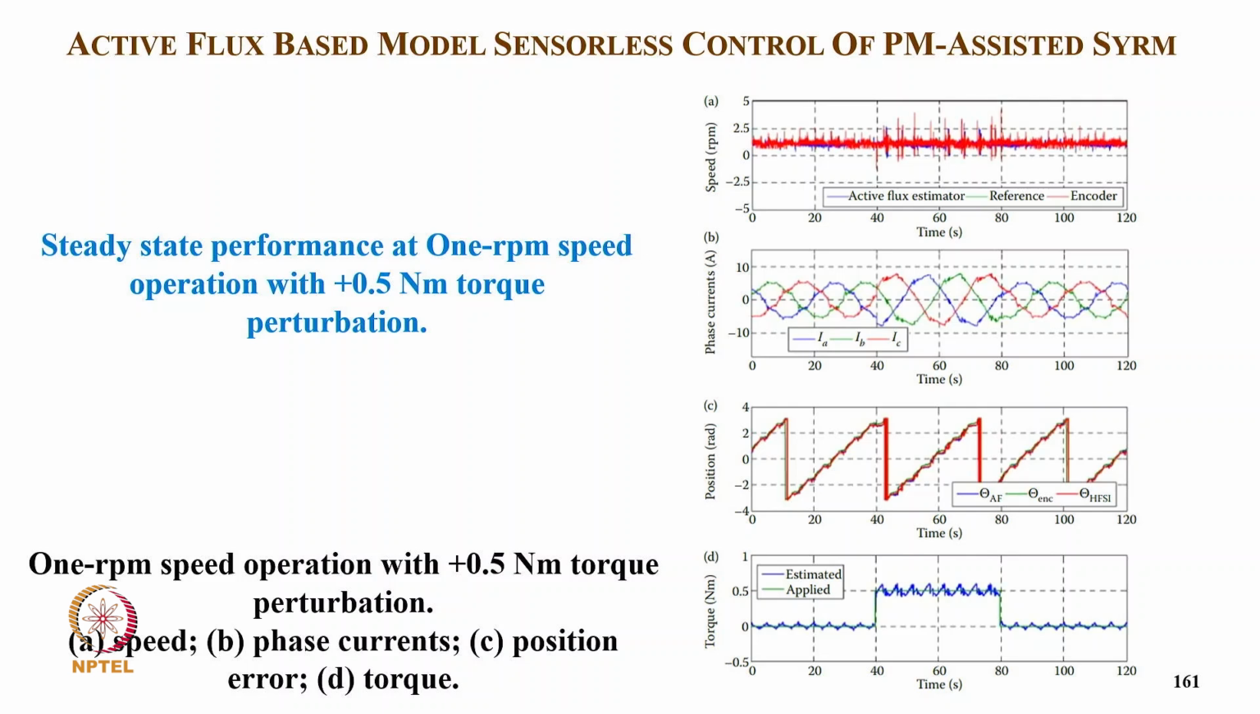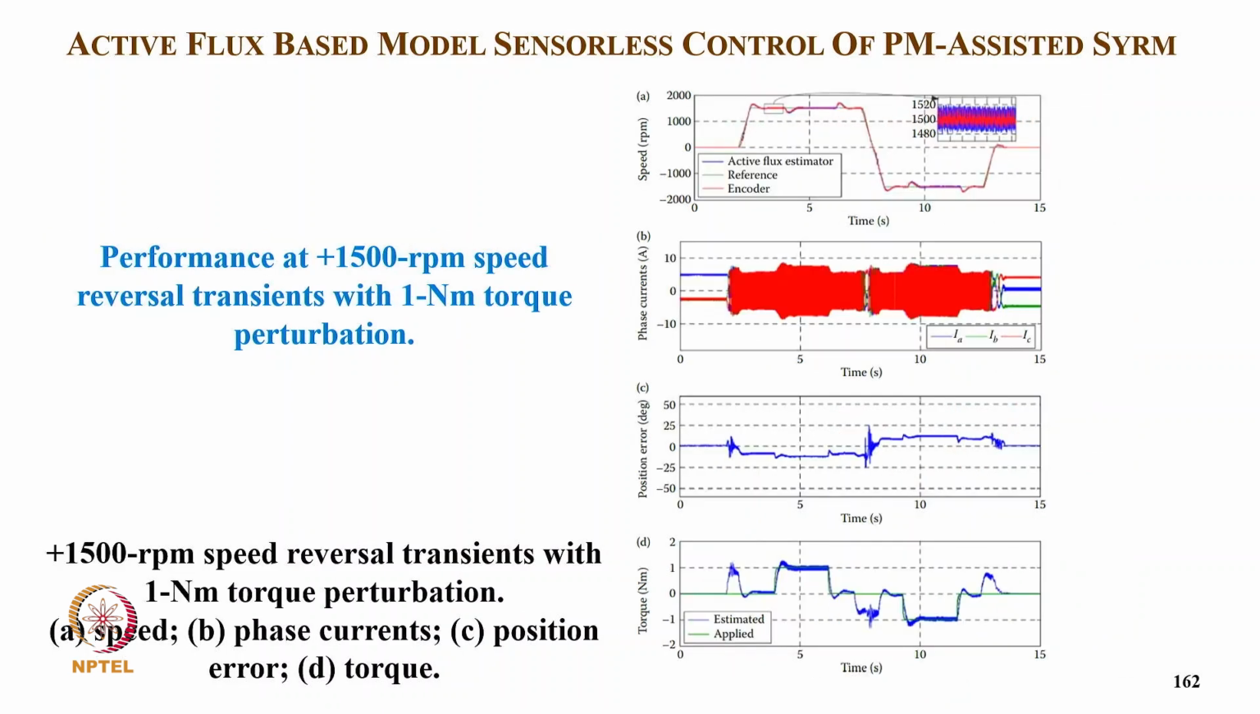And the steady state performance at 1 RPM speed with 0.5 Newton meter torque perturbation, and the operation at a speed of 1 RPM with 0.5 Newton meter torque perturbation. First is the speed, then the phase currents, and then position error and torque.